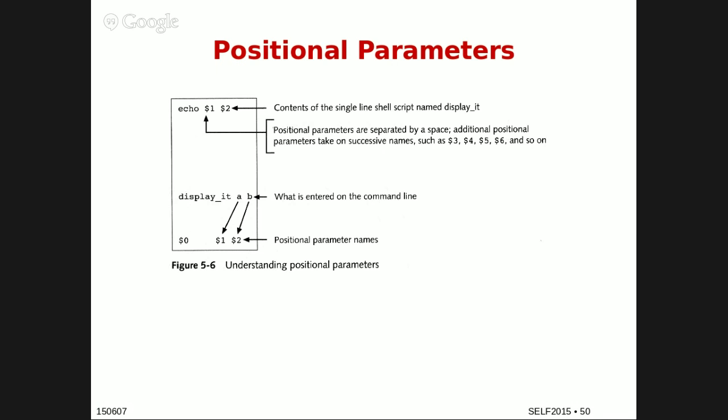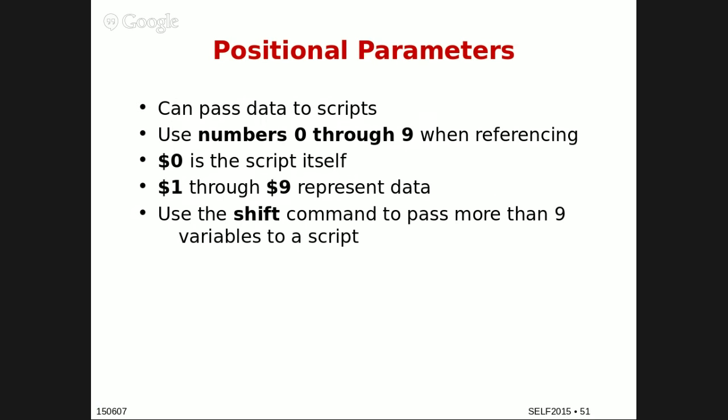This actually works pretty well up to 9 variables. If you have a lot of variables, it gets much more complicated, but 1 through 9 works pretty well. So $0 in a positional variable is actually the name of the script. $1 through $9 are up to 9 arguments after the name of the script. If you have more than 9, you have to do a Google search on the shift command, which is very clumsy.